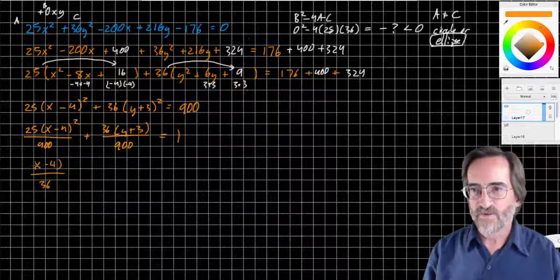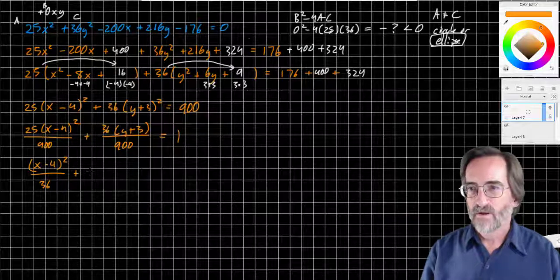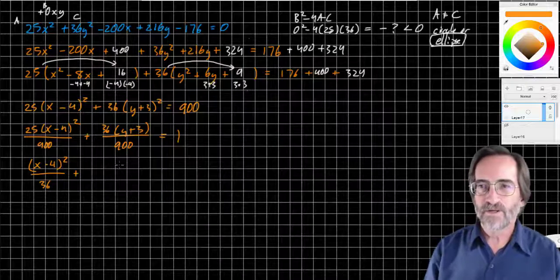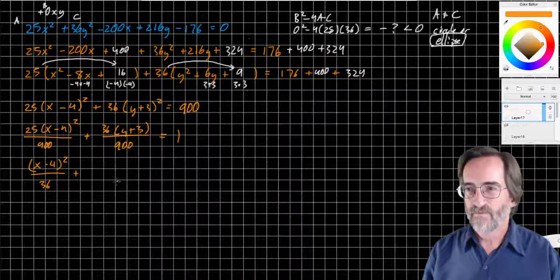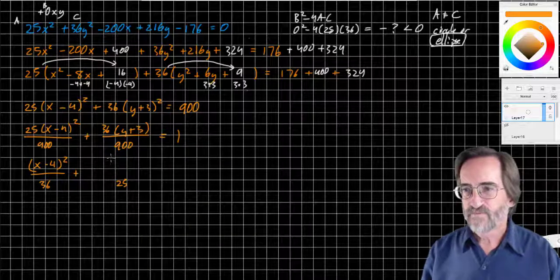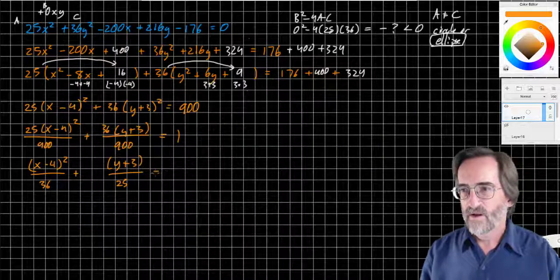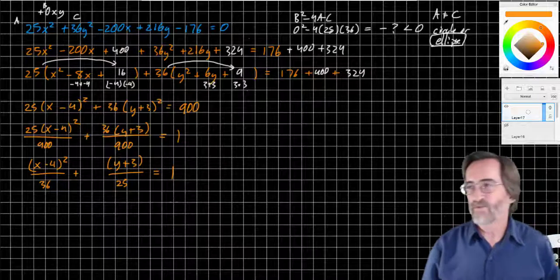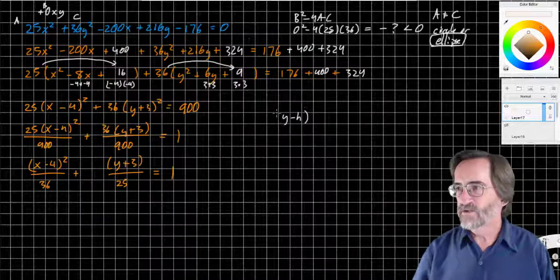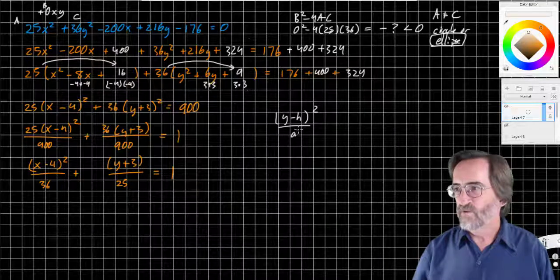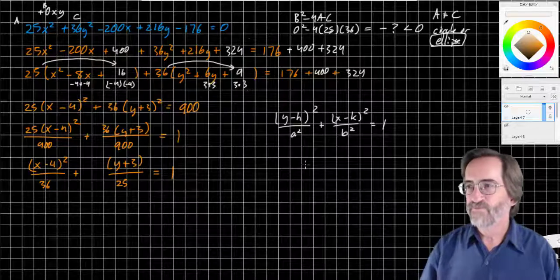(x minus 4) squared over 36 into 900, I believe it's 25. Yep. And (y plus 3) squared equals 1. Now we can tell quite a bit about this. Let me state the general form for an ellipse. It's (y minus h) squared over a squared plus (x minus k) squared over b squared equals 1.